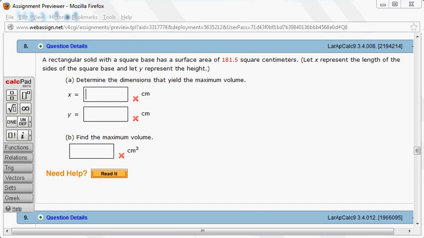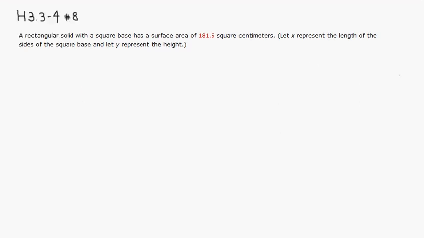Okay, let's look at the homework 3.3, 3.4, problem number 8. All right, so we have a rectangular solid with a fixed surface area, 181.5 square centimeters. And we want to find the dimensions of the largest box we can create. All right, so let's do that.